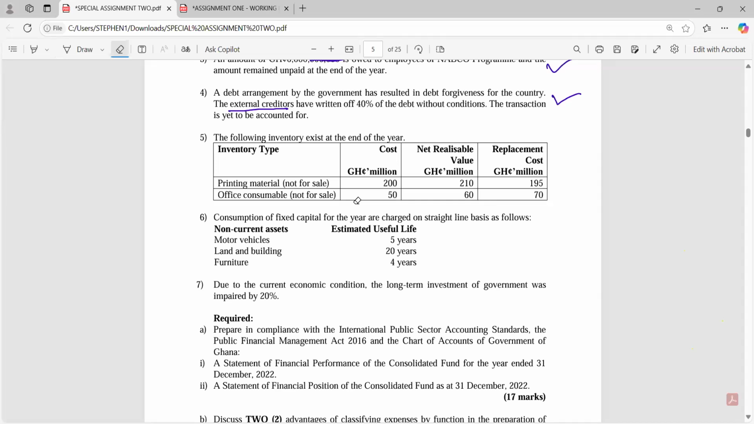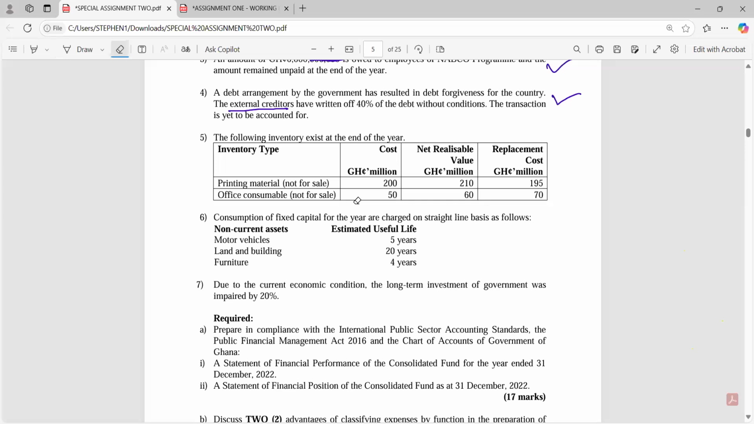But here they made it so simple. They said printing material, in brackets, not for sale. The principle is only one. If that particular goods or inventory is for sale, who can tell me how you value it at the end of the year? Lower of cost and net realizable value. God bless you. Lower of cost and net realizable value if it's for sale.